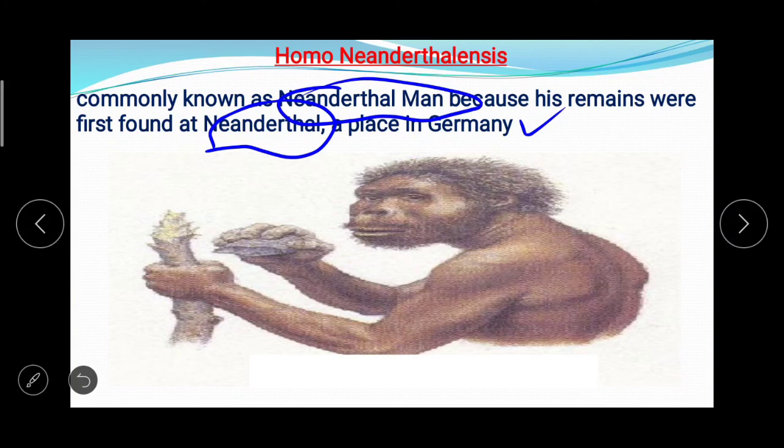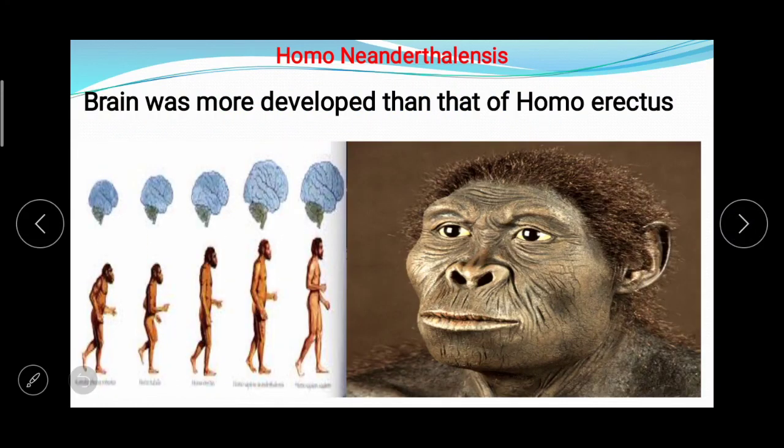His brain was more developed than that of Homo erectus. Now try to understand this. होमो हैबिलिस का ब्रेन का साइज, फिर होमो इरेक्टस आया, थोड़ा सा डेवलप हुआ ब्रेन, and then Homo Neanderthal, उन दोनों से ब्रेन और ज़्यादा डेवलप हो गया.